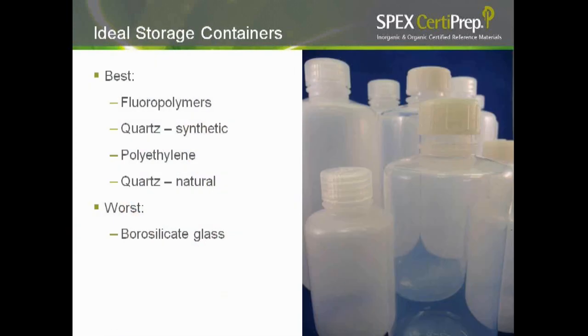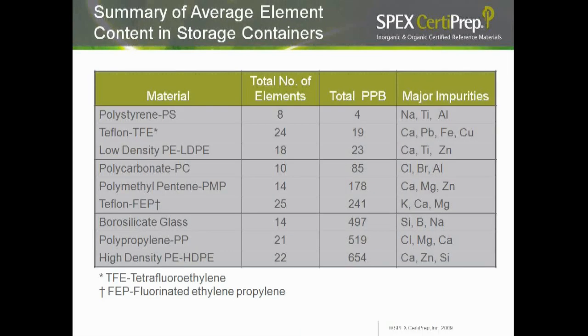The ideal storage containers would be fluoropolymers, which is a Teflon, and synthetic quartz, polyethylene, and natural quartz. Borosilicate glass leaches out boron and silicon and is not suitable for trace metal analysis. This chart gives you an idea of contribution of trace impurities from different containers.